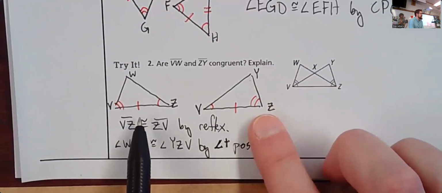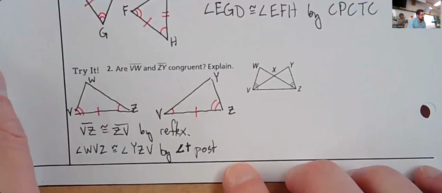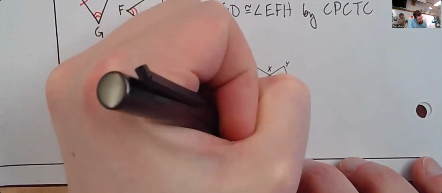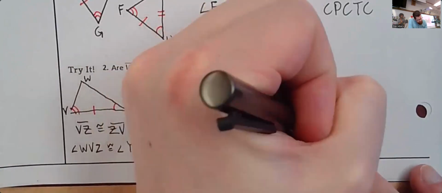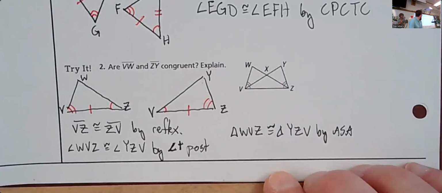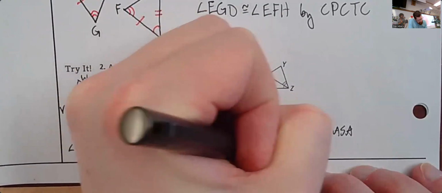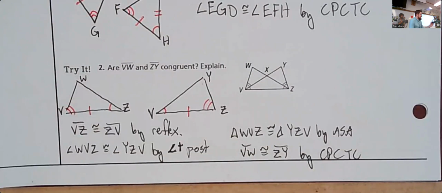Now look at these two triangles. Do we have enough to say they're congruent? Yeah, by using what? Angle side angle. Okay, so we can say that triangle WVZ is congruent to triangle YZV by angle side angle. And that's enough to say that VW is congruent to ZY by CPCTC. So VW congruent to ZY by CPCTC.